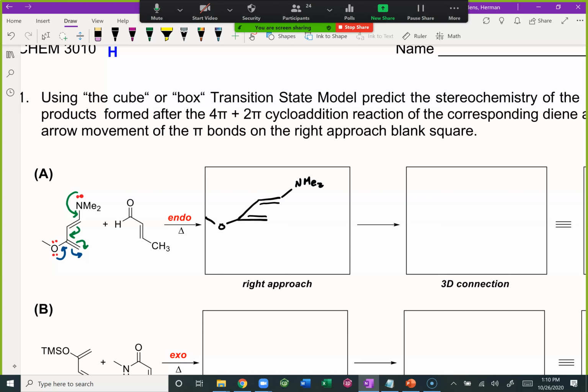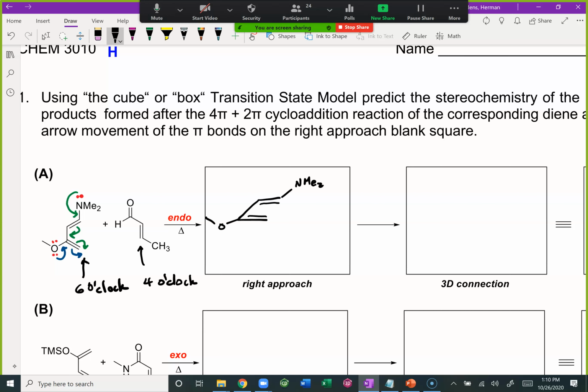Okay, so I'm going to now, according to the model, I put my diene on the top. My most electron-rich carbon should be at 6 o'clock. This will be at 6 o'clock. And my most electron-deficient carbon should be at 4 o'clock. So this guy right here on the dienophile will end up at 4 o'clock.